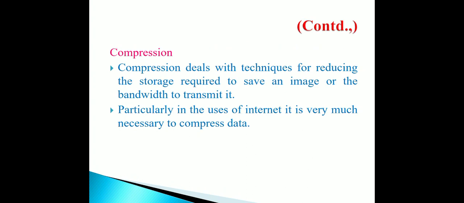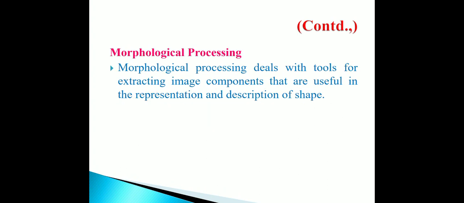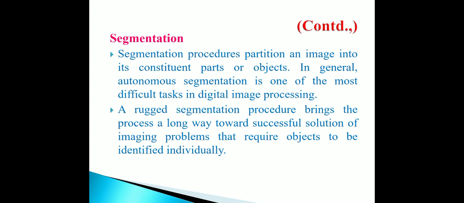Then we can go for compression. It deals with the techniques for reducing the storage required to save an image or the bandwidth to transmit it. Particularly in the use of the internet, it is very much necessary to compress the data. Then morphological processing. It deals with tools for extracting the image components that are useful in the representation and the description of shape.